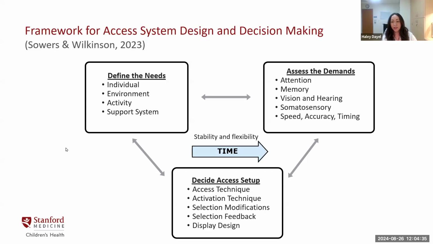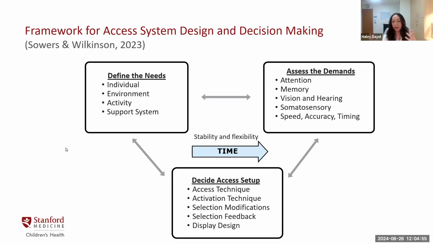Then moving on to assessing the demands, we're going to need to think about the unique demands that are involved in using AAC to communicate for this particular person. So this is going to include cognitive demands on their attention and memory, sensory processing demands, and motor demands that are involved in accessing the AAC system.